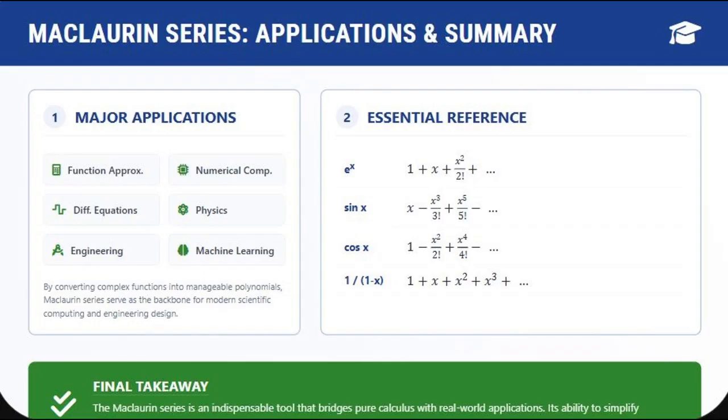Taylor series and Maclaurin series are among the most powerful tools in calculus. They allow us to replace complicated functions with infinite polynomials. These series are used in function approximation, numerical methods, differential equations, physics, engineering, signal processing, and so on.